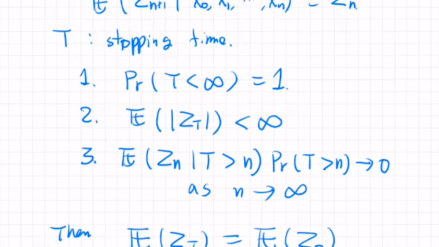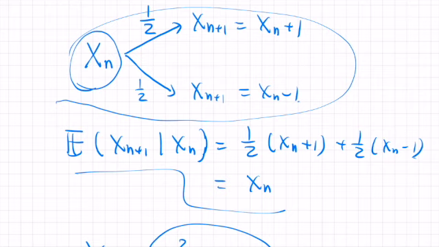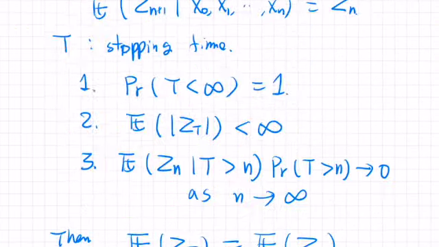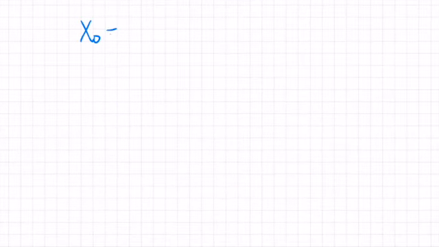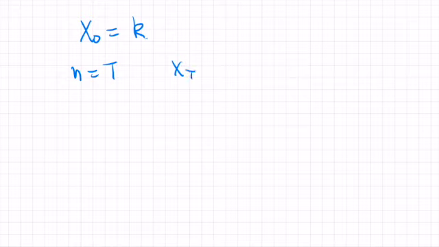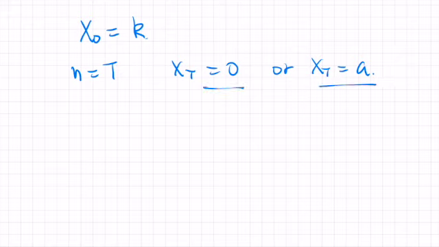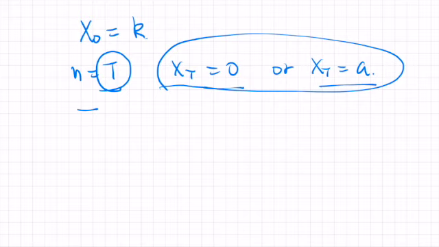As an application of this stopping theorem, we consider this symmetric random walk problem again. But we impose the initial condition that x0 is equal to k, and the stopping condition. So this process stops if xt is either 0 or a. So this is actually the stopping condition for the gambler's ruin problem. That is, either the gambler gets ruined or his opponent gets ruined. Okay. So what is the expectation value of this stopping time? So since we give the condition for stopping, the quantity of interest is the expectation value of this stopping time, t.